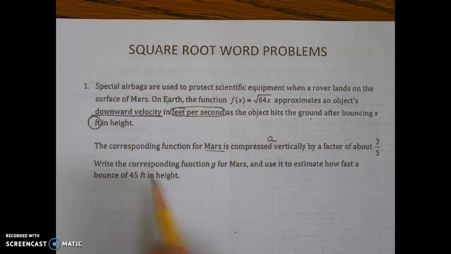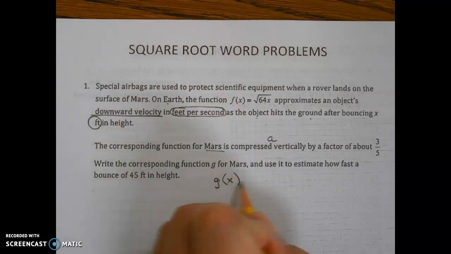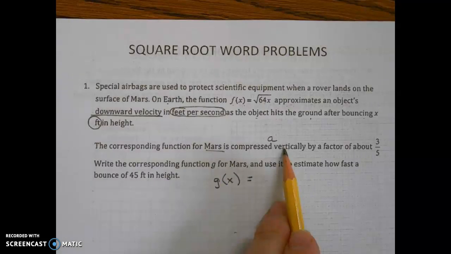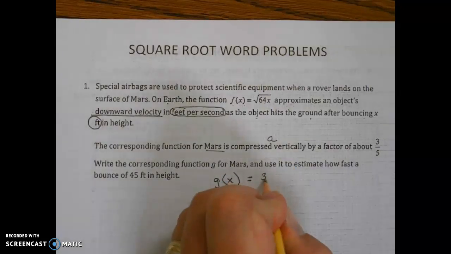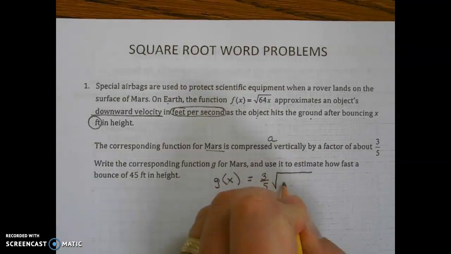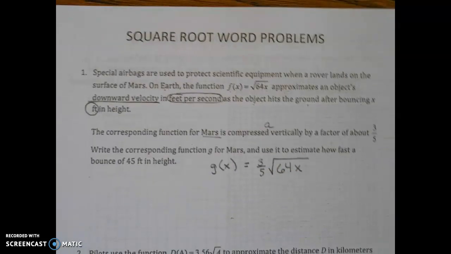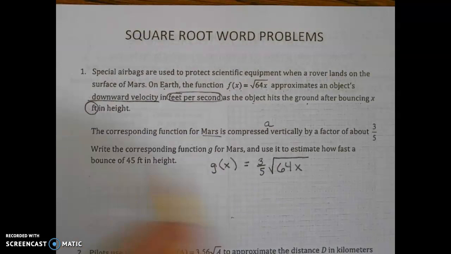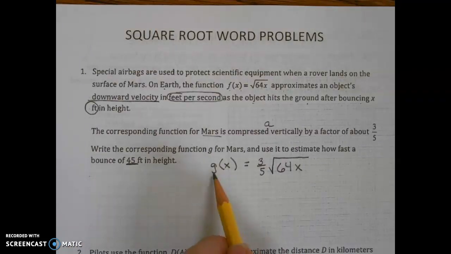First, they tell us to label it g. It's going to be compressed vertically by a scale factor of 3/5. Everything else stays the same. Now all we have to do is plug in 45 into our formula and then solve for g.